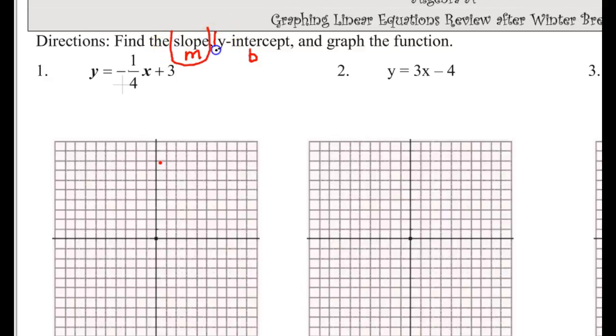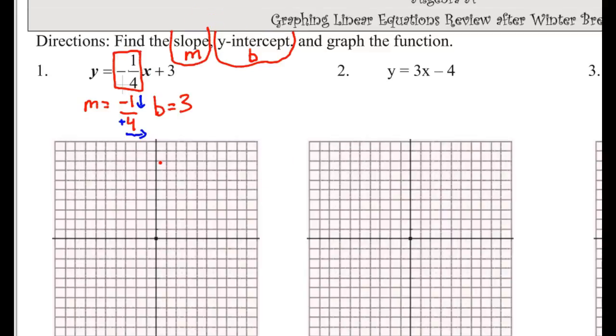So for each of these, you want to write m equals and b equals. So here we're going to write m, and the slope is always attached to the variable x, and b is the number by itself, positive 3. Notice how I put the negative on the top. That just reminds us that we're going to go down 1 because it's negative, and then right 4 because that's positive 4. Okay, so if there's a negative in the front, go ahead and put it on the top.